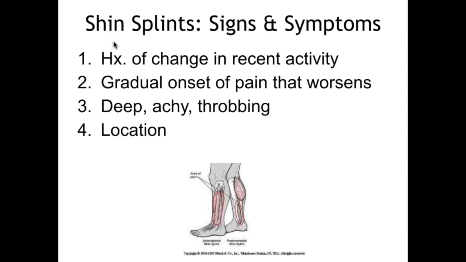Now, we have some signs and symptoms. So history of change in recent activity. It's where I told you. Now they're ramping up their activity levels. Maybe somebody's training for a Spartan race, or they're training for a 5K, 10K, and they're upping their activities. Now they're getting shin splints. Bam, feet, arches, ankle, knee. What do I do next, okay?